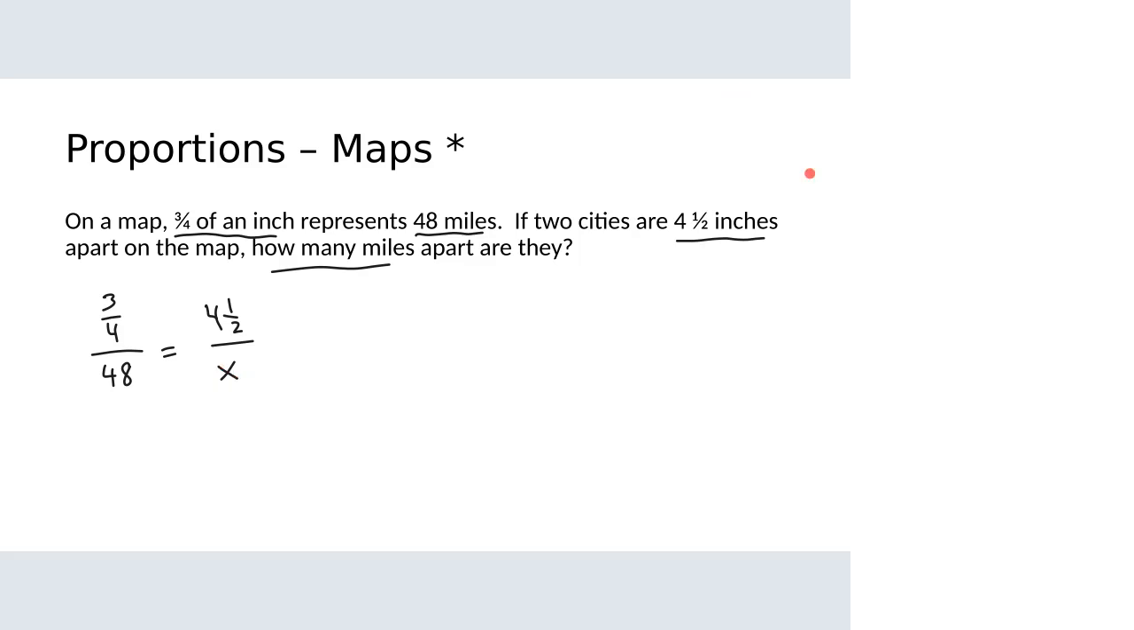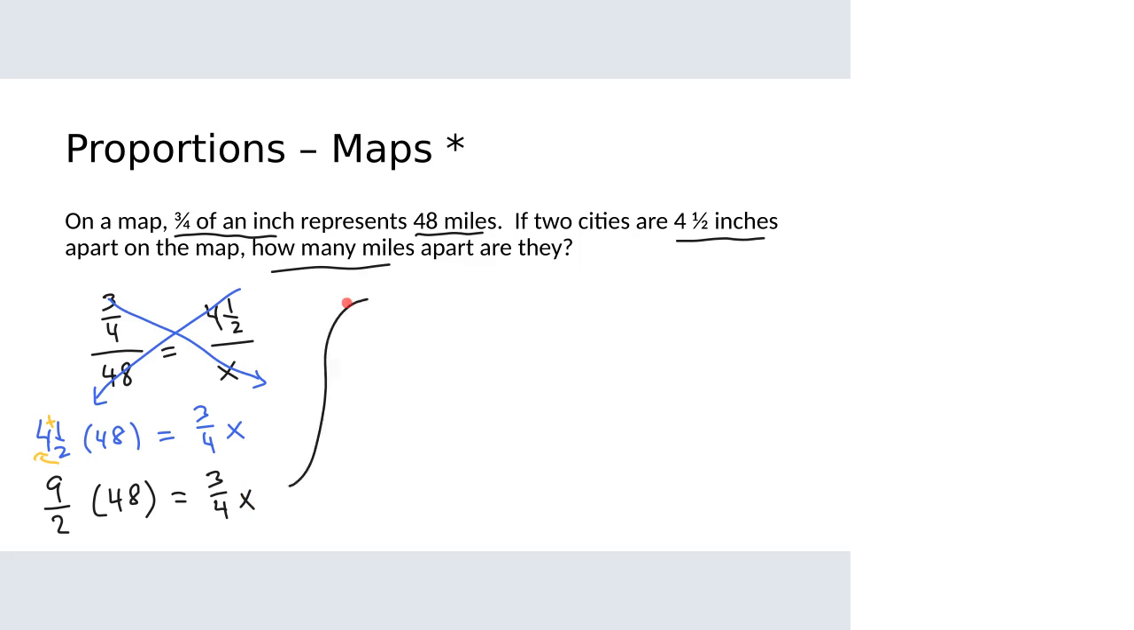Okay, so if we're going to do this with fractions, we're going to cross multiply, and I'm going to have 4.5 times 48 is equal to 3/4 times x. I'm going to convert 4.5 to a mixed number. The way we do that, remember, is 2 times 4 is 8 plus 1 is 9. What we're saying is 9/2 is the same thing as 4 1/2. And if you think about that, that should make sense. 9/2 is 4 whole things and then a half more. And then that's going to equal 3/4 x.